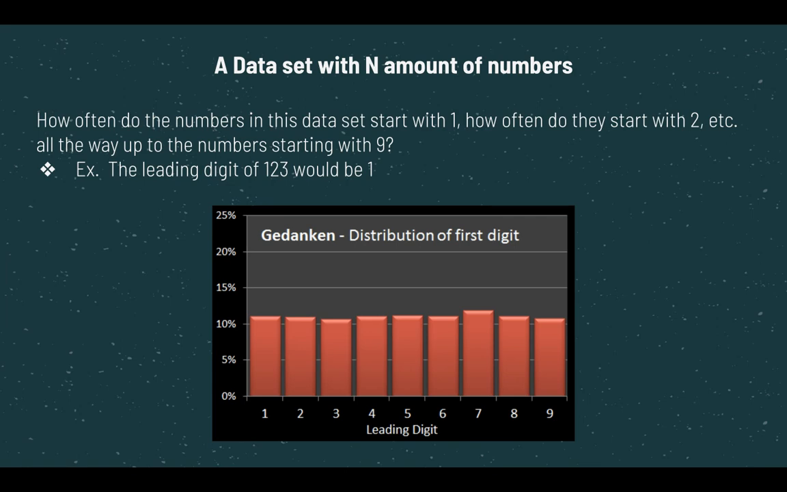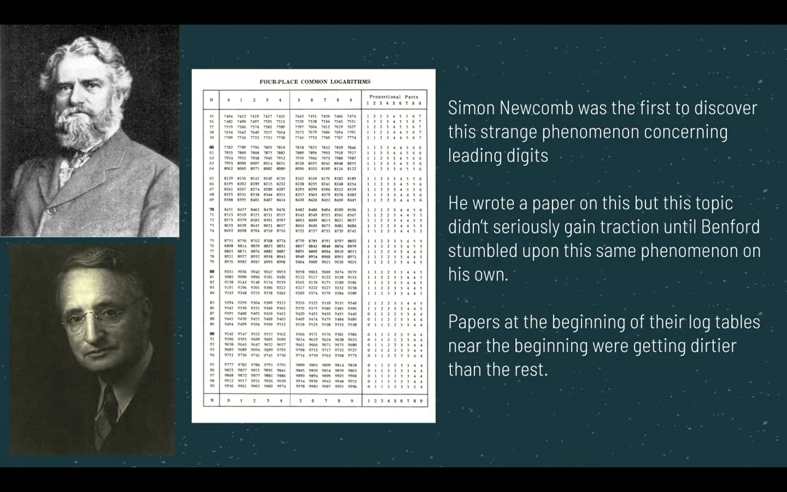It was discovered by a man named Simon Newcomb, who was an astronomer, and he was the first to discover this phenomenon concerning leading digits. He wrote a paper on this, but the topic didn't actually gain traction until another man named Benford stumbled upon the same phenomenon on his own. He didn't really copy him, so don't worry about that.